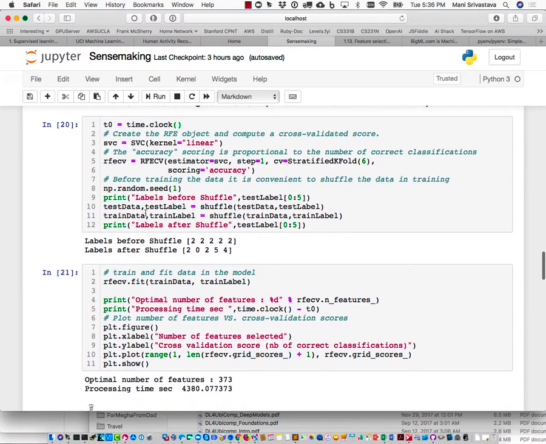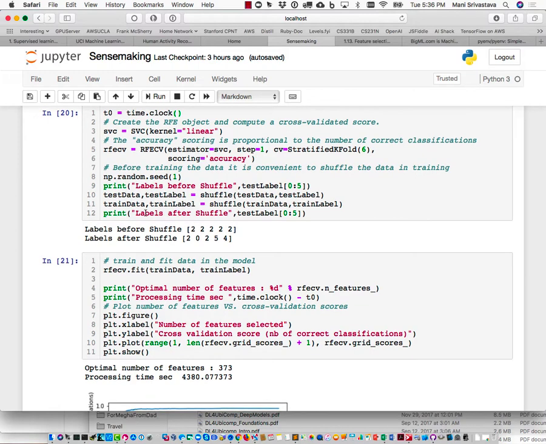And now we run it. So we run refcb.fit and pass in the training data and pass in the training level. And then we are going to both plot the number of features versus processing time, as well as number of features versus how the accuracy changed, and we are also printing the accuracy time. So optimal number of features 373. It took an hour and 20 minutes, and then the score that we get.